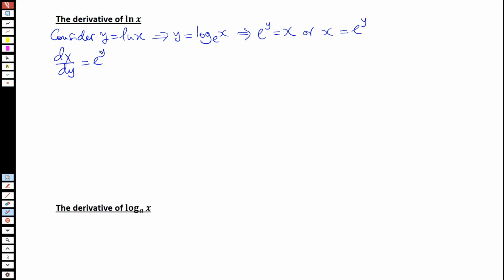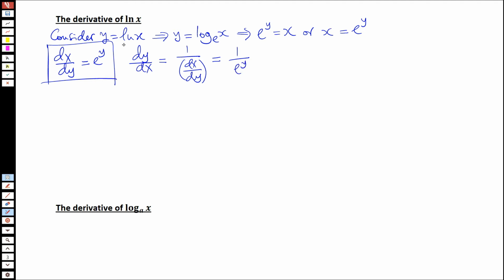And then one thing you have to know is that dy over dx is equal to 1 over dx over dy. That's a true statement. So basically what you're saying here is that dy over dx will be equal to 1 over this. And the derivative dx over dy, as we have here, is e to power y. So this will be equal to 1 over e to power y.